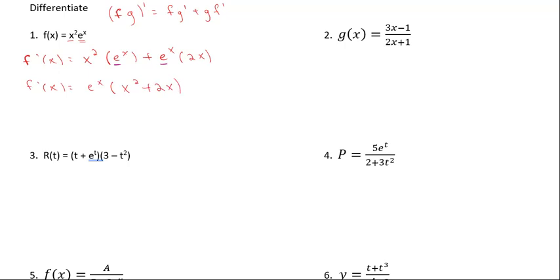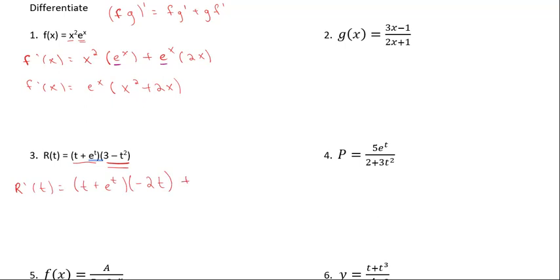Let's try another product rule and then we'll try the quotient rule. So let's go down to number 3. So if we are looking at this as a product rule, we have our first term and we have our second term. So that means that r prime of t, our derivative, is our first term, which is t plus e to the t, times the derivative of our second term. Well, the derivative of our second term means that we take the derivative of 3 minus t squared. The derivative of 3 is 0, and the derivative of minus t squared, bring down your power, so minus 2t, and then 2 minus 1 is 1. So that's the derivative of our second term.